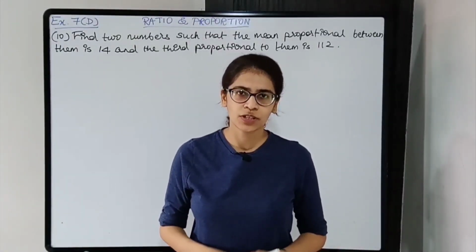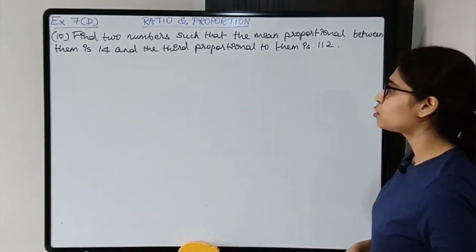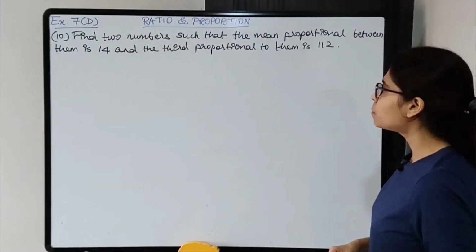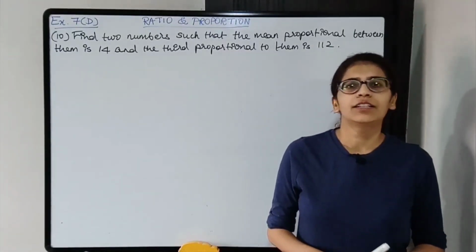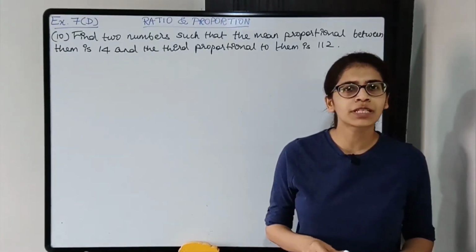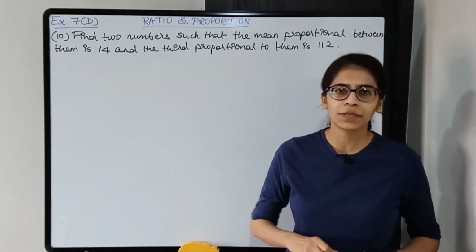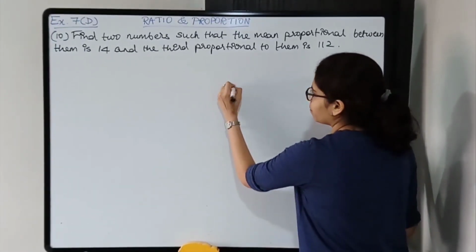Next question, question number 10. Find two numbers such that the mean proportional between them is 14 and the third proportional to them is 112. There are two numbers and we need to find them. Okay, so let's say that the two numbers are a and b. You can take x, y, p, q. Okay, so let the two numbers be a and b.